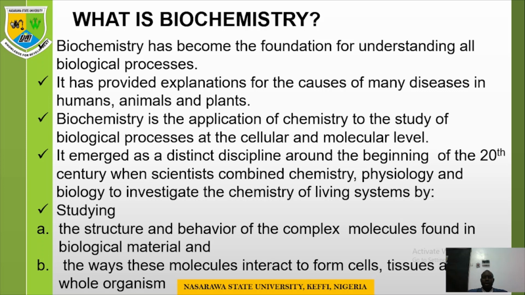The word bio means life, and the word chemistry, you know the meaning of chemistry from your secondary school. So when you study the chemistry of life, you are doing biochemistry. It emerged as a distinct discipline around the beginning of the 20th century, that is about 1930. Before then, biochemistry was studied under physiology. When you see any old physiology textbook, you will discover that part of the biochemistry is in the physiology textbook.